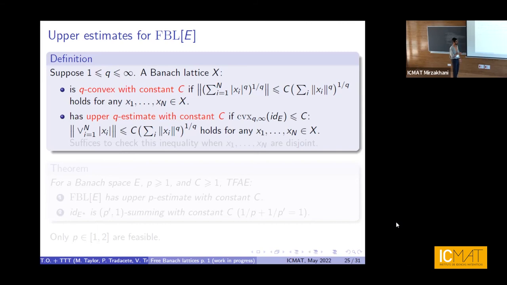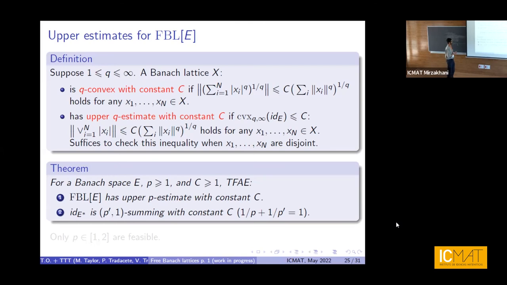And this is equivalent to saying that for any n-tuple of x_i's, we have this inequality here. So if you compare the inequality defining Q-convexity with the inequality defining the upper Q-estimate, you'll see that they are very similar, except that the right-hand side is the same and the left-hand side is similar but different. And actually, it turns out that for upper Q-estimates, it's sufficient to check this inequality when the vectors x_i are disjoint.